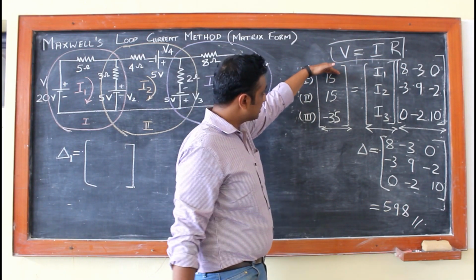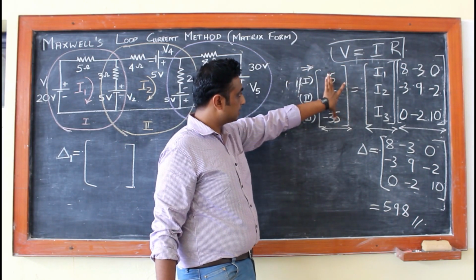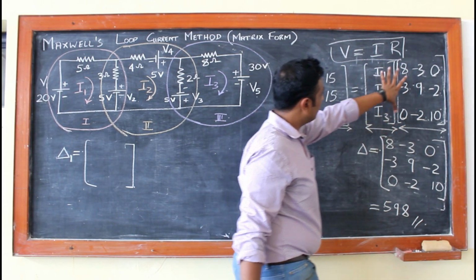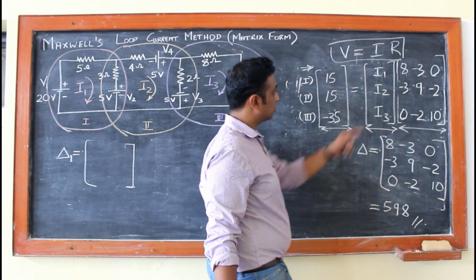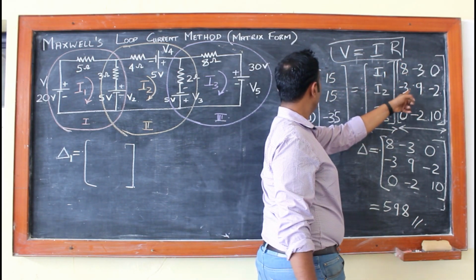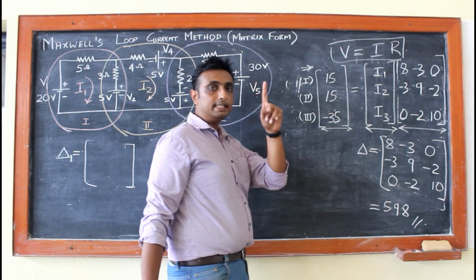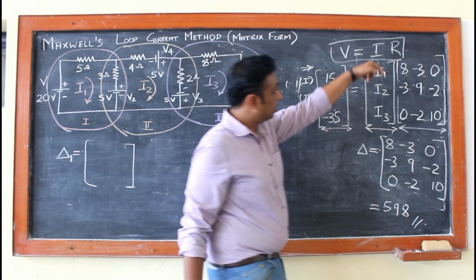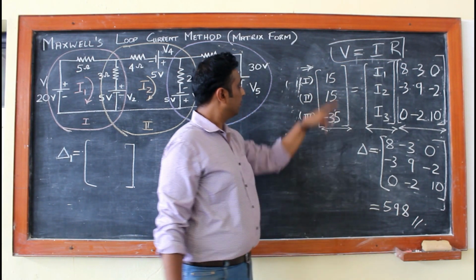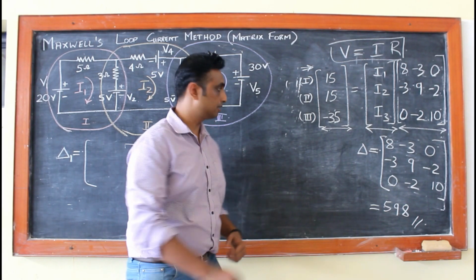You have to take the voltage matrix and insert it in the first column of your resistance matrix. So instead of 8, minus 3 and 0, I will have 15, 15, minus 35. The rest remains the same. So the only change I did is replace the first column of your resistance matrix with 15, 15 and minus 35, which is known as your voltage matrix.